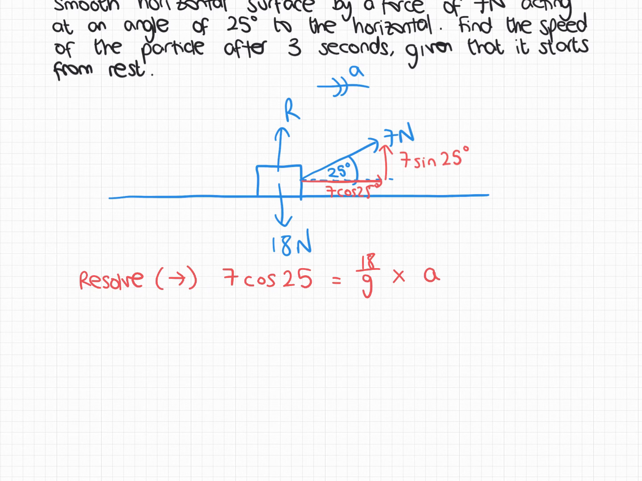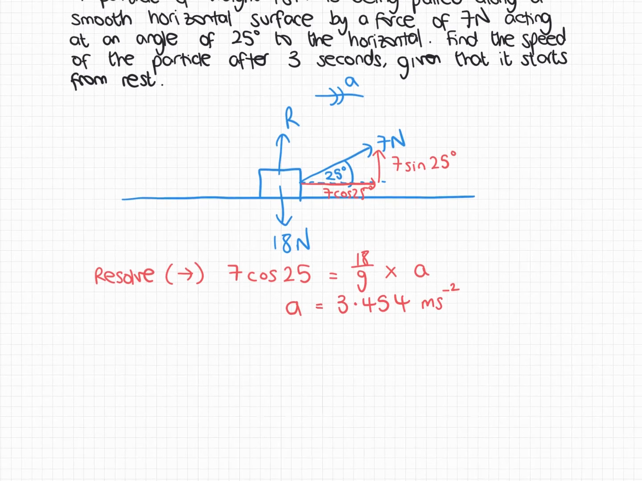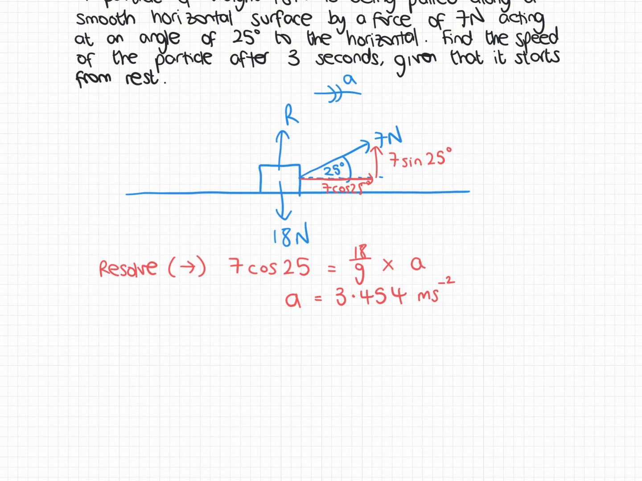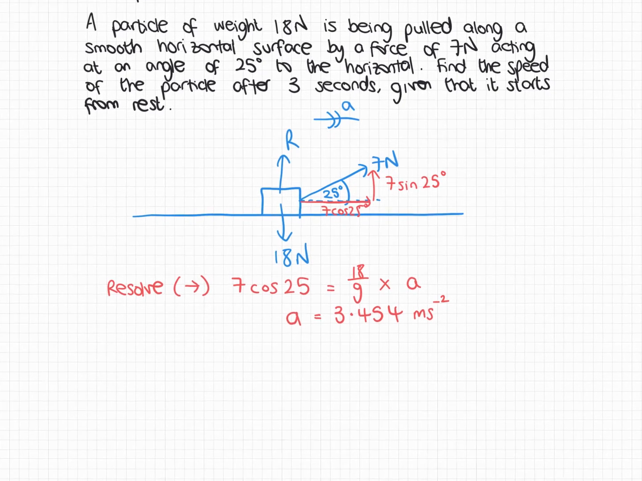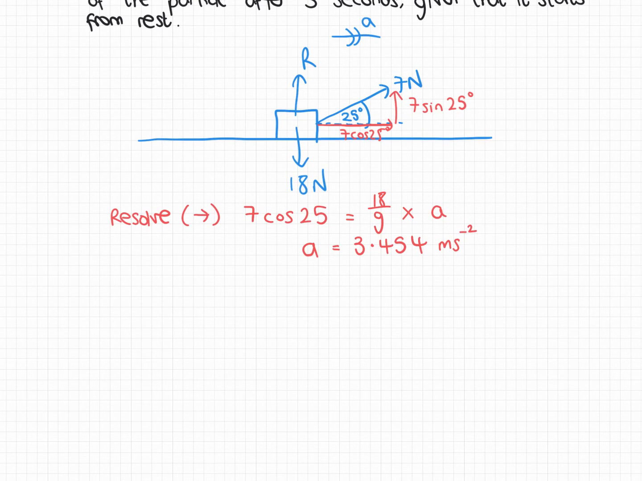So that's my formula, and then I just need to, from that, work out a, so I can divide by 18 over g, and that should come out to give me that a equals 3.454 meters per second squared. And then I need to go back to what we did at the start of last year. It says find the speed of the particle after 3 seconds. So we need to use suvat. So we need to use our suvat equations.